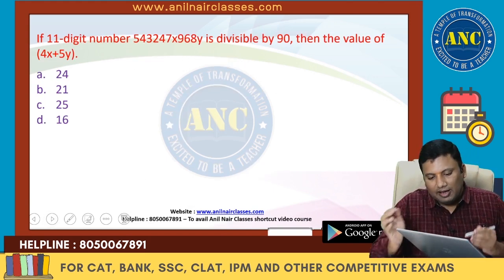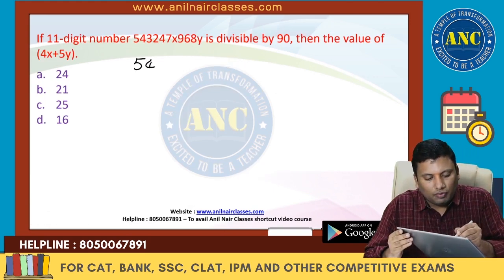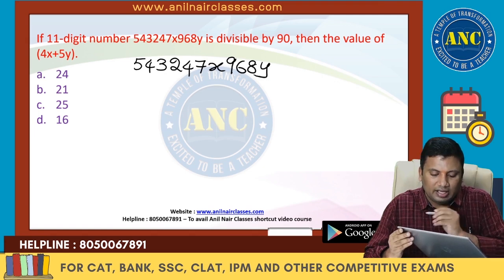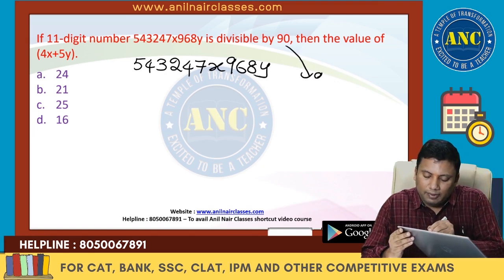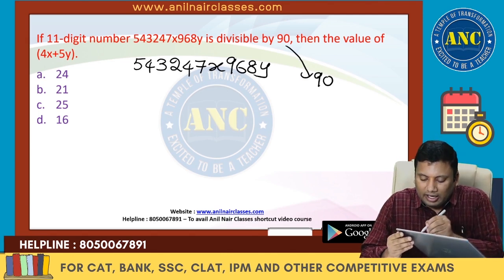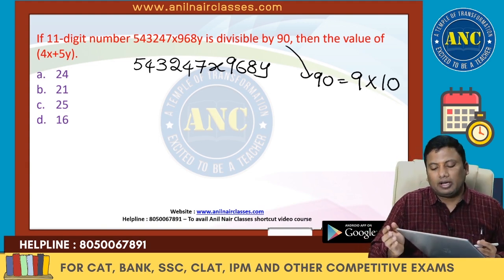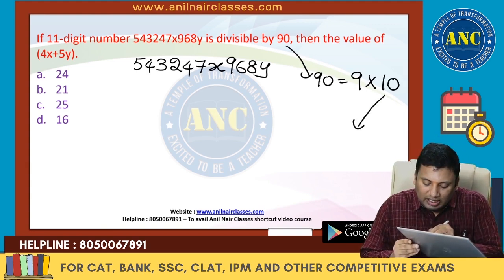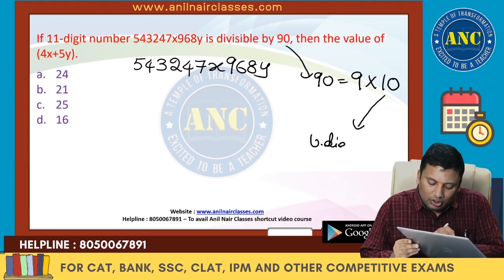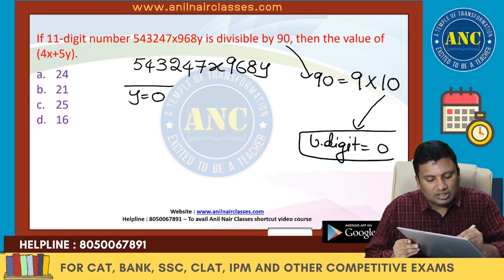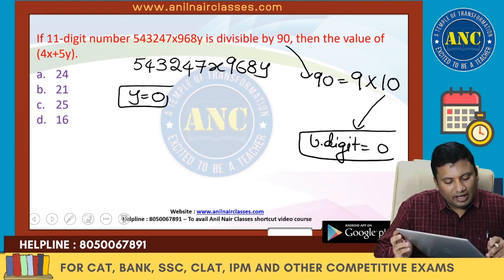Next one. 5432 47x 968y. This is the number. It is divisible by 90. Write down 90 as a product of two coprimes, which is nothing but 1 into 10. What is the divisibility rule for 10? Unit digit should be 0. That means y is 0. It is fixed.